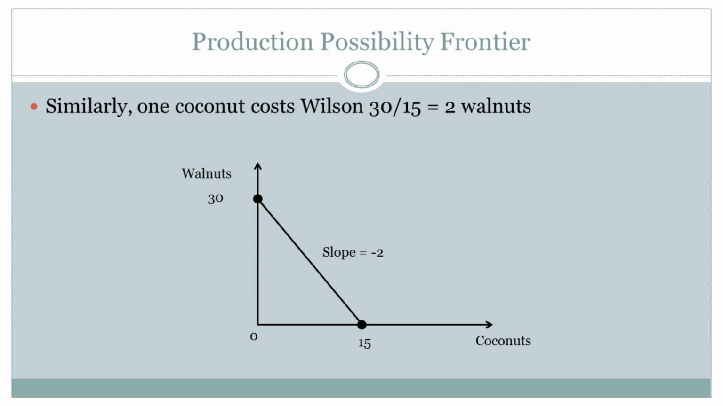And similarly for Wilson, the slope for Wilson's production possibility frontier is 2, and the opportunity cost for Wilson to collect a coconut is 2.